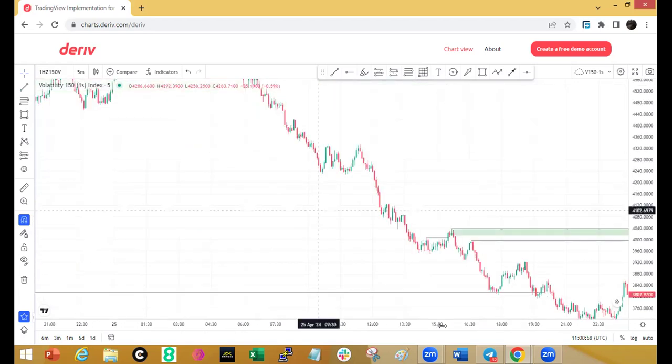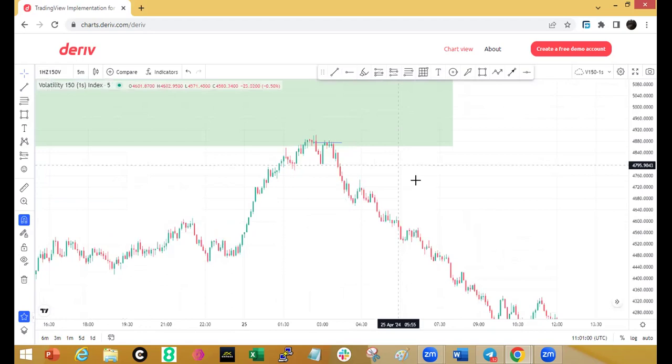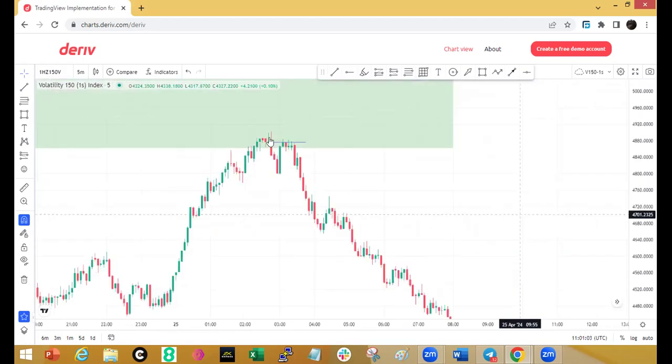So what is that? Single candle order block. This last green candle that led to this drop. So price came back there and then started dropping.